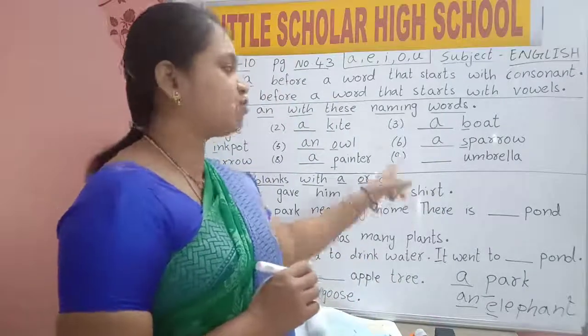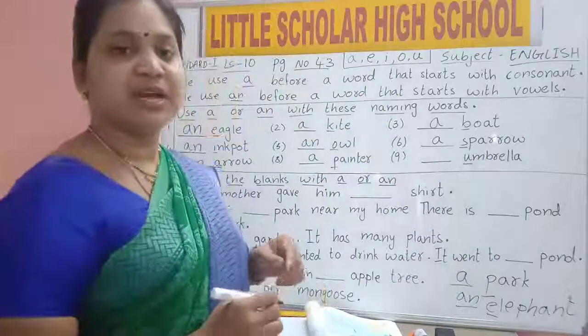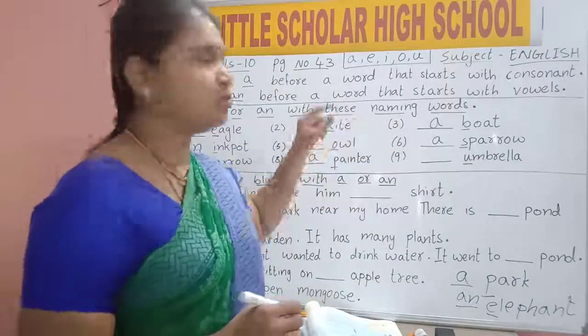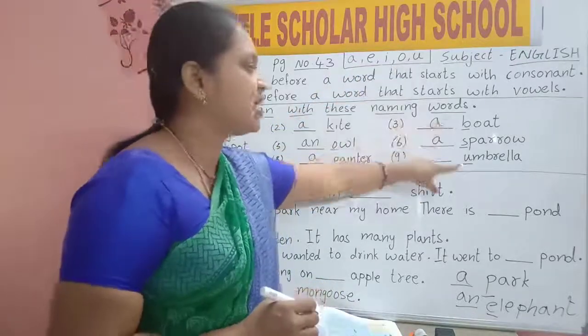U-M-B-R-E-L-L-A. Umbrella. So what is the first letter of umbrella? U. Now see in vowels, do you have U? A-E-I-O-U. Yes, U is present. So, U is a vowel word.